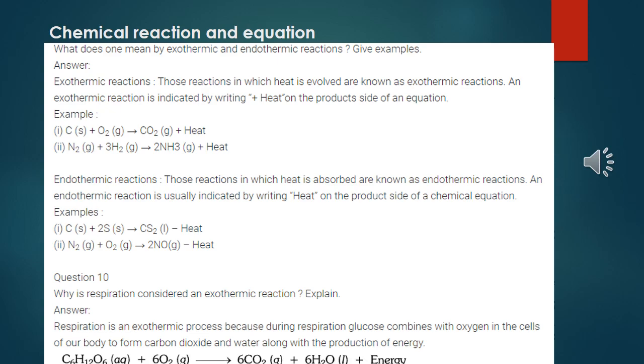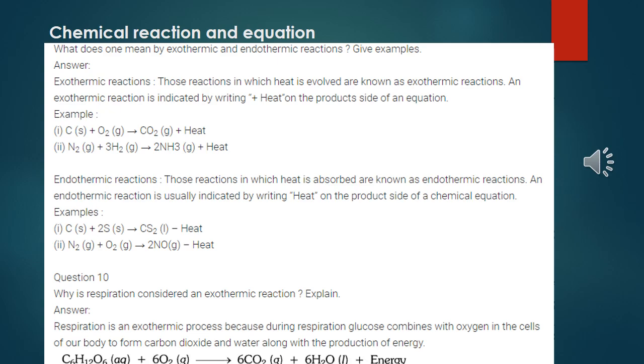Example, carbon burned in presence of oxygen to form carbon dioxide along with heat, so it is exothermic reaction. Nitrogen and hydrogen if react, then ammonia NH3 along with heat is produced, so it is also exothermic reaction.